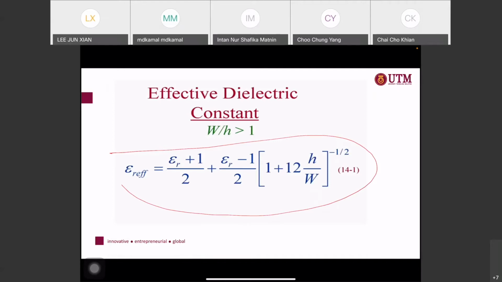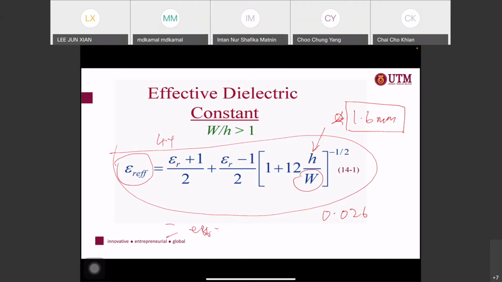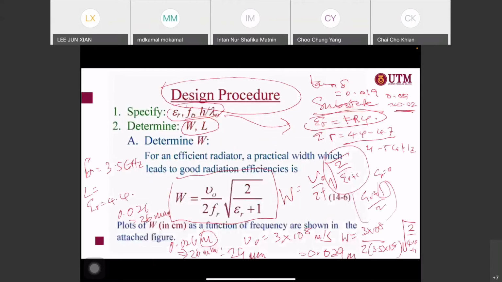You can see that epsilon R effective depends on H. Let's assume H is 1.6 millimeter. W is the value you got before, 0.026, and you put it into this equation for epsilon R effective. Epsilon R, you know, is 4.4. When you put all this in, what is the epsilon effective here? I want you to give the answer. I'm not going to give you the answer.